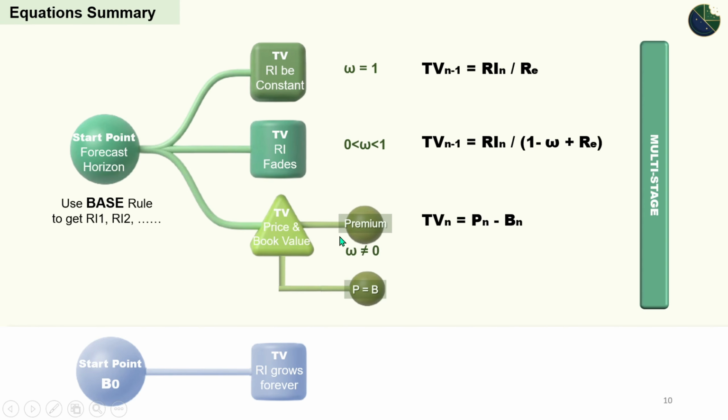Scenario 3, premium. This implies omega is not 0. There is still future value. We might not know the exact path of the decline, but the result is simple. TV equals P minus B. Scenario 4, price returns to book value. This is the quickest one. It means II has hit 0. This matches the omega equals 0 scenario, so TV is 0.